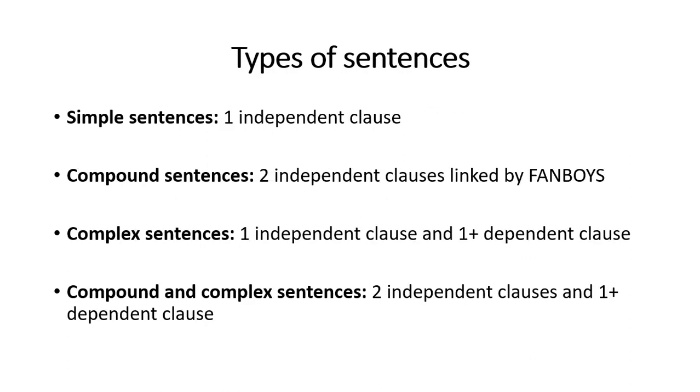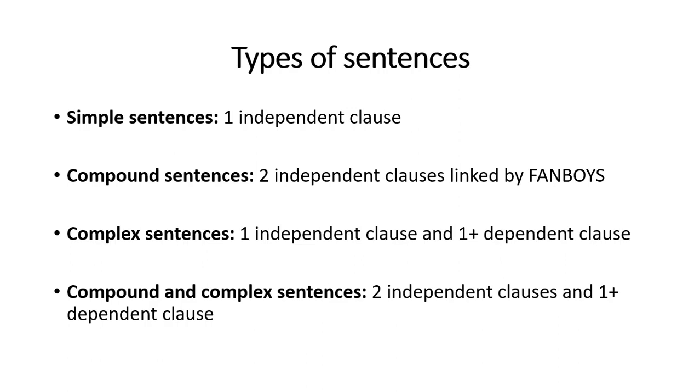Concerning types of sentences, based on the types of clauses, we have simple sentences, which have just one independent clause. We have compound sentences in which we have two independent clauses linked by FANBOYS, that is for, and, nor, but, or, yet, or so. We have complex sentences which have one independent clause and one or more dependent clauses. And then we have compound-complex sentences in which we have two independent clauses and one or more dependent clauses.